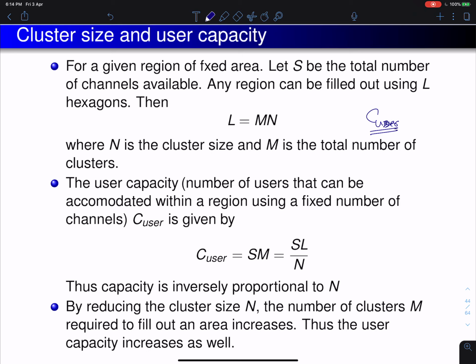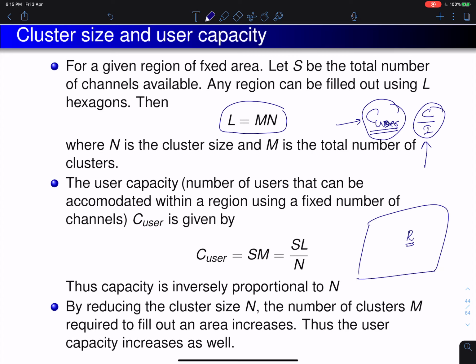So we'll derive some simple results between user capacity and carrier to interference ratio. Carrier to interference ratio and user capacity are very important terms which determine the performance of a cellular system. First, in all the analysis I'm going to assume your cell radius is fixed. If you fix the cell radius, then any area can be filled out using a fixed number of hexagons.